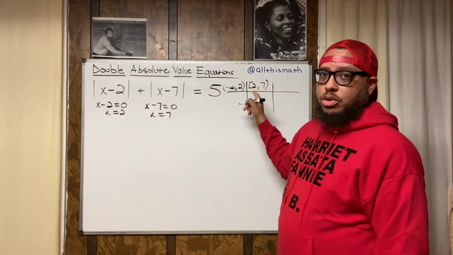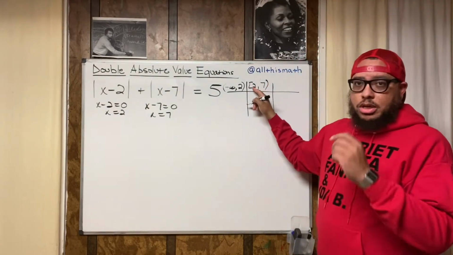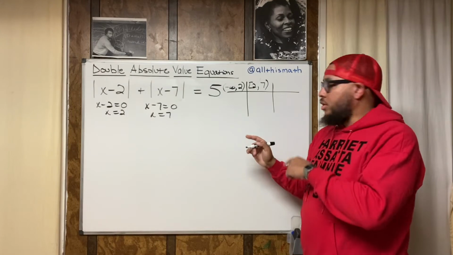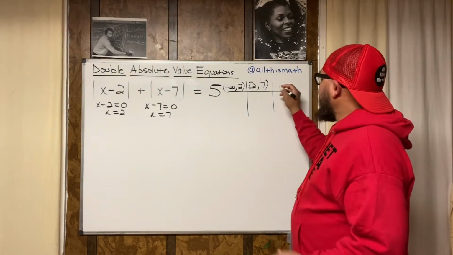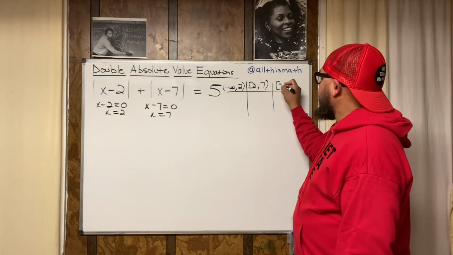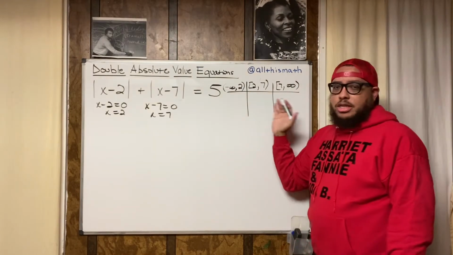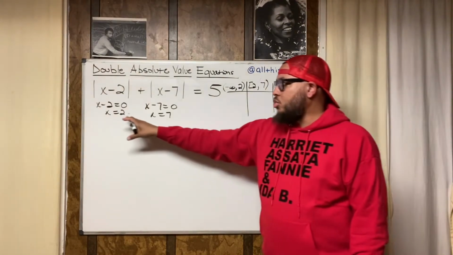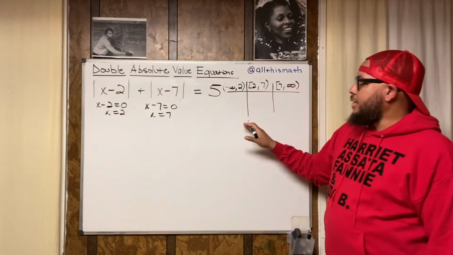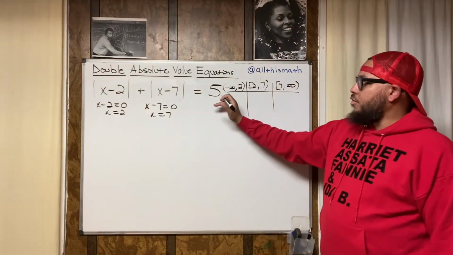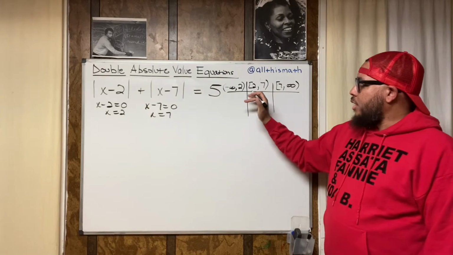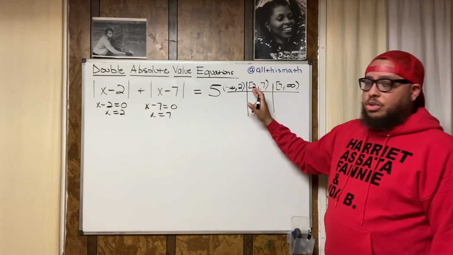But 7 is not included, right? So I go from 2, which is included, to 7, but the 7 is not included, all right? So then in the next interval, I am going to include the 7 here, I'm going from 7 to infinity. So this is how you set up your table, all right? I got 2 turning points, so that means I'm going to have 3 intervals. I go from negative infinity to positive 2. I go from 2 to 7, where 2 is included.